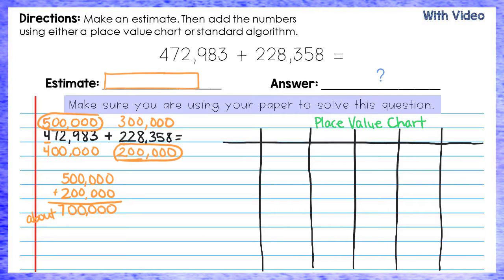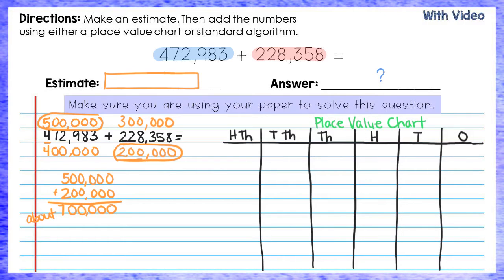Now, I have made my place value chart. Let's label our places. We have the ones, the tens, the hundreds, the thousands, the 10,000s, and the 100,000s. I'm going to also represent our first number in blue and our second number in red. So our first number is 472,983. I would like you in your place value chart to draw this number in discs or dots. Go ahead and do that now. Pause the video.